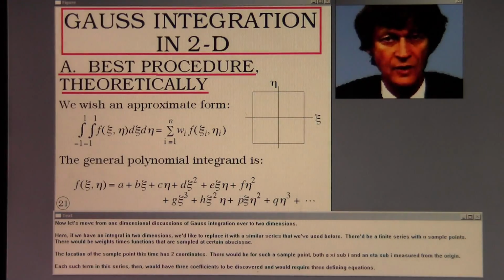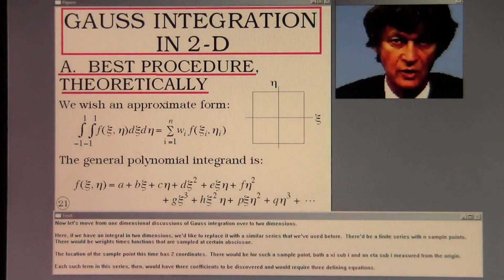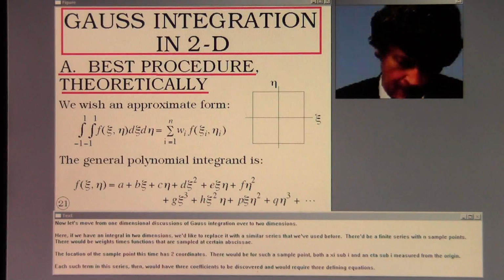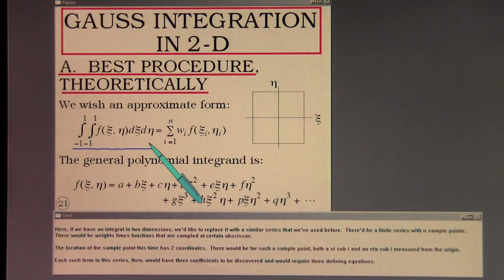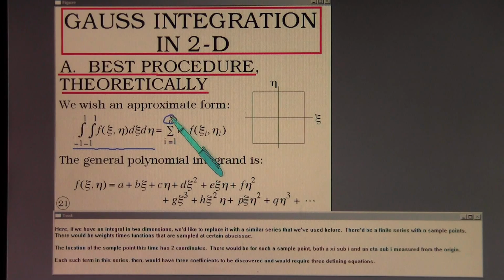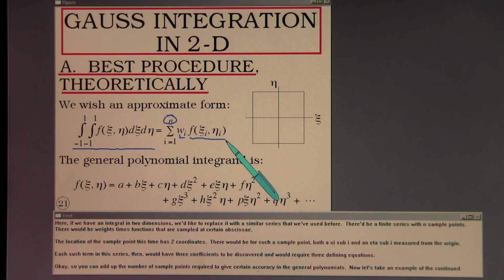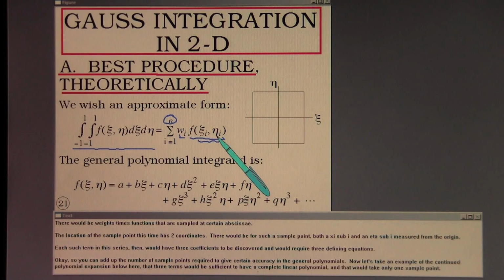Now let's move from one-dimensional discussions of Gauss integration over to two dimensions. Here, if we have an integral in 2 dimensions, we'd like to replace it with a similar series that we used before. It would be a finite series with n sample points. There would be weights times functions that are sampled at certain abscissa. But the location of the sample point this time has 2 coordinates. There would be, for such a sample point, both a xi sub I and an eta sub I measured from the origin.